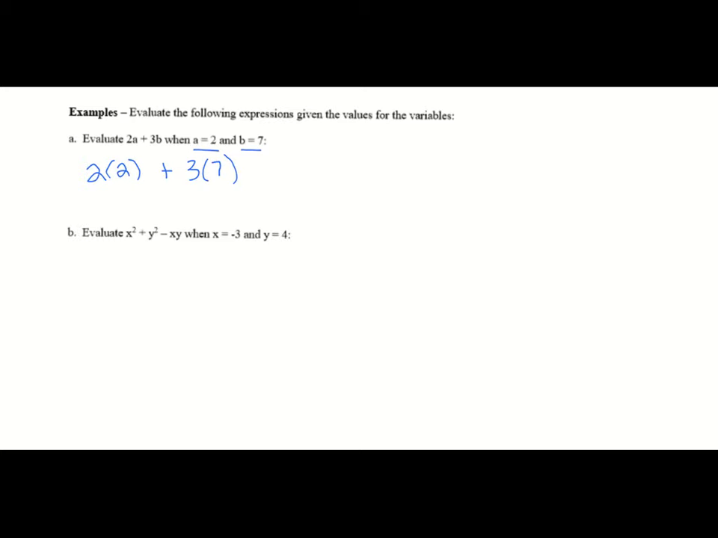Here we have multiplication and addition. Remember, multiplication comes first, so I'll multiply here. I get 4, keep my plus sign. 3 times 7 is 21. Then I'll add them together, and I get 25.